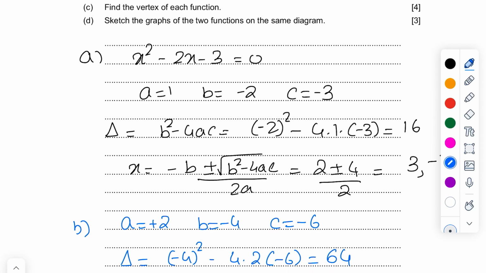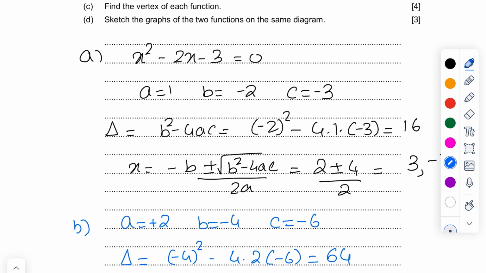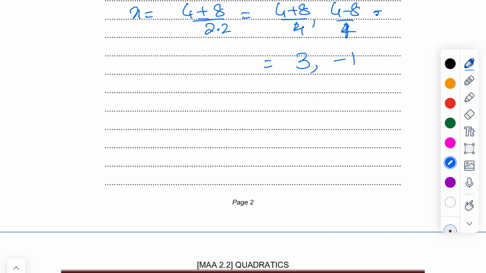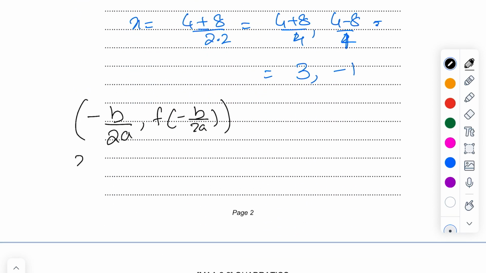Next, find the vertex of each function. So how do I find out the vertex? Vertex is nothing but what? Minus b upon 2a is going to be the x coordinate of the vertex and f of minus b upon 2a is going to be the y coordinate. That's the way of finding the vertex. So now for f of x, what is f of x? f of x is x square minus 2x minus 3.